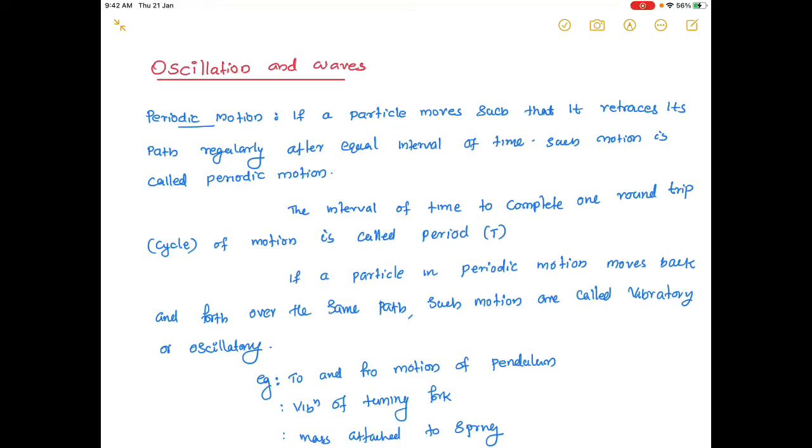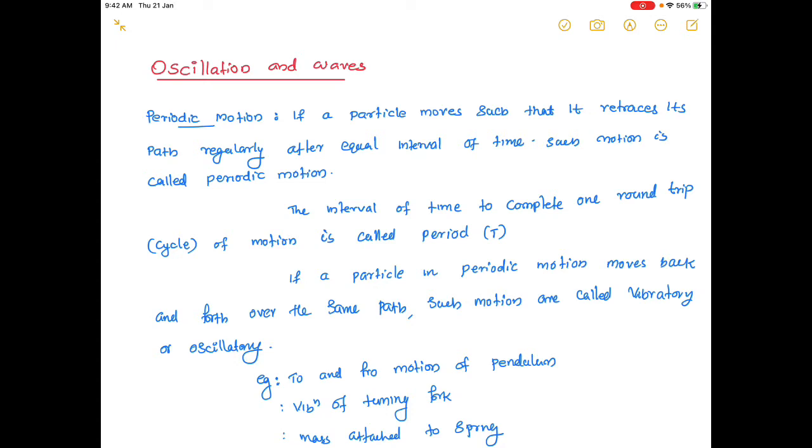Good morning to all. Today in this lecture, I'm giving details about simple harmonic motion. In the last few lectures, we already discussed periodic motion. So what is meant by a periodic motion? Suppose a particle moves such that it retraces its path regularly after equal intervals of time; such motion we call periodic motion. There are many examples in our daily life for periodic motion.